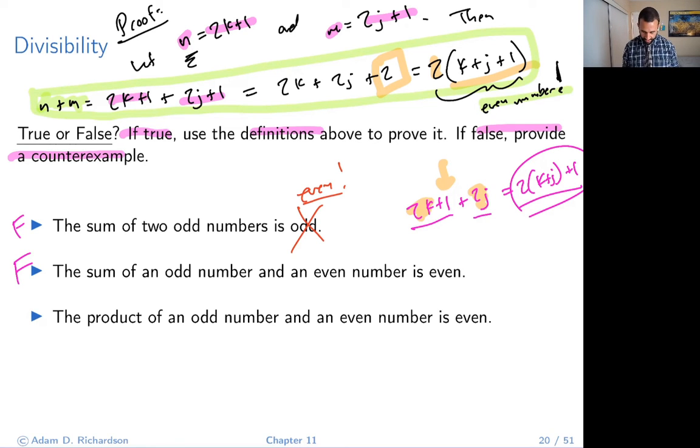There's the proof. How about this one? The product of an odd number and an even number is even. What do you think? That one's actually true. That one is true. And again, if it's true, then I should prove it.